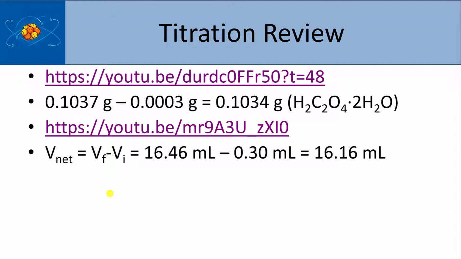We have a solution of sodium hydroxide in a burette and we want to know what its molarity is. And so we're going to be titrating a sample of oxalic acid dihydrate with the sodium hydroxide that's in the burette. And these are the masses and volumes, but I'm just going to run the videos really quick to remind you how it's done. And then we're going to calculate the molarity of this solution that's in the burette.